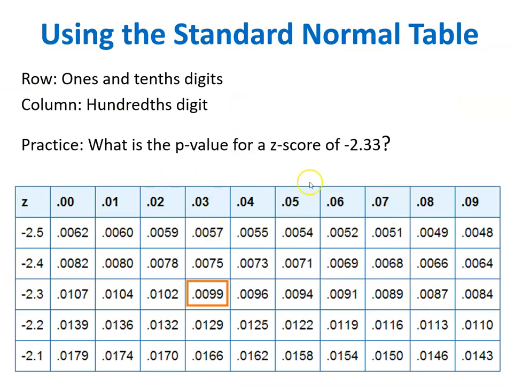So again, quick understanding if we're trying to find values in that table A. Like I said, the rows are the ones and the tenths digits, and then the column headers are the hundredths digits. So if you wanted to find the p-value, or the percentage or proportion, of a z-score of negative 2.33, I would look on the side that's negative 2.3 and go over so it meets with a 0.03, and that answer is 0.0099.